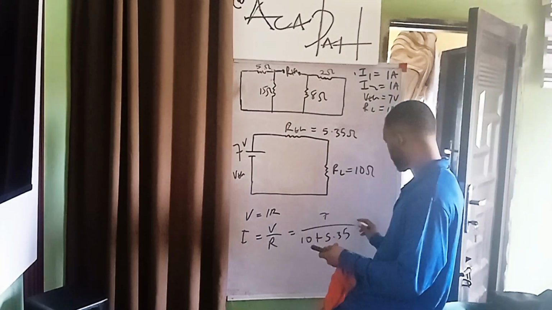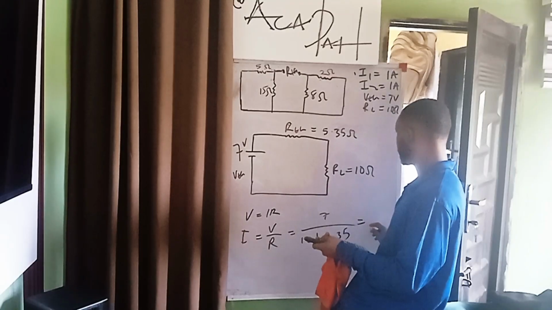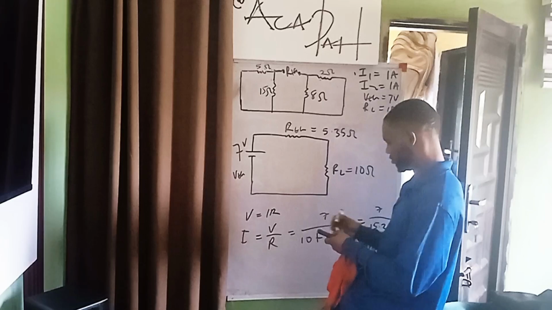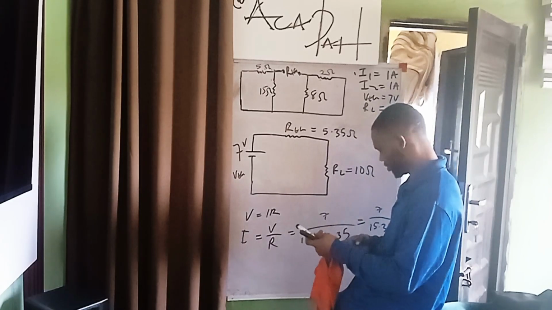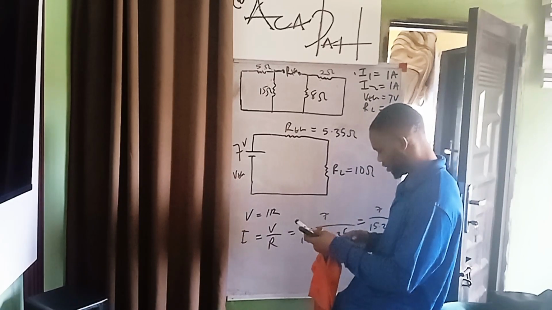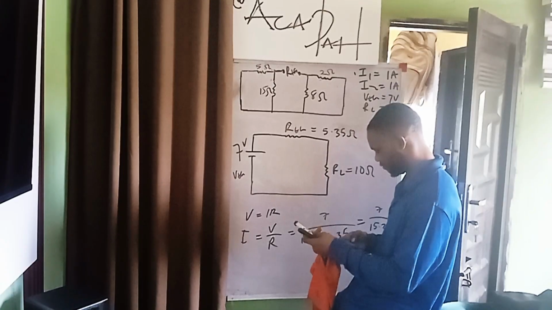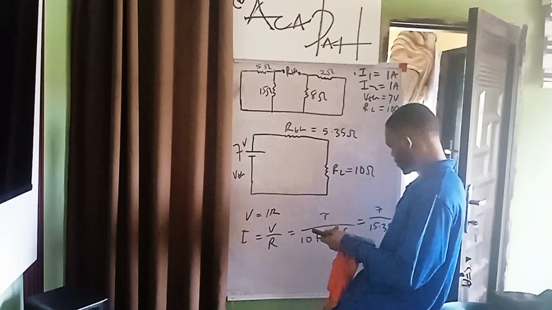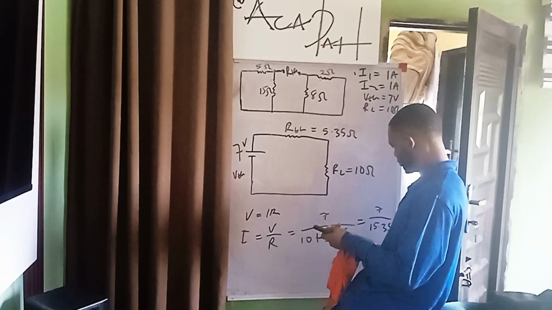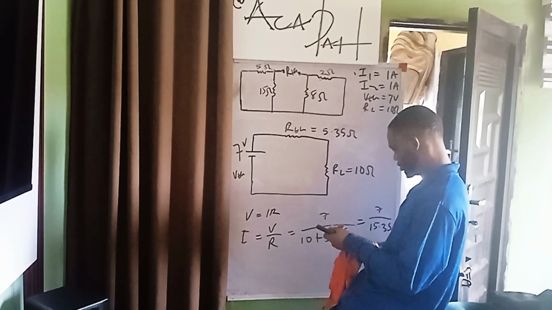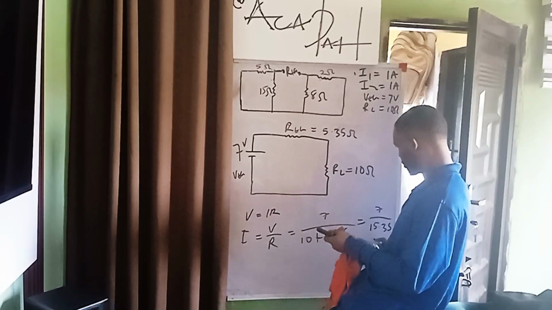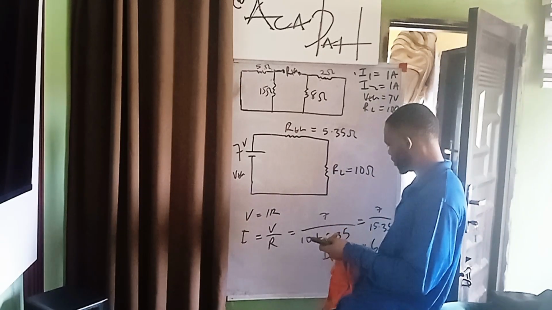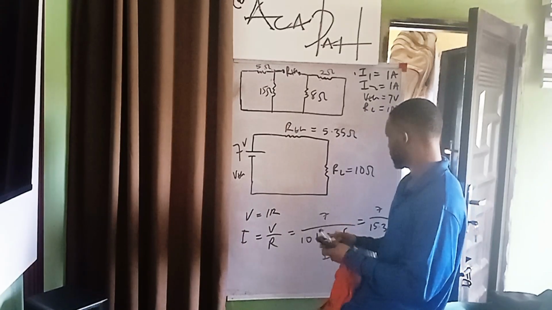So this is 15.35. 7 divided by 15.35 is going to be 0.45 or 0.46. So this is the total current, or we say Thevenin current. This is the Thevenin current, the total current.